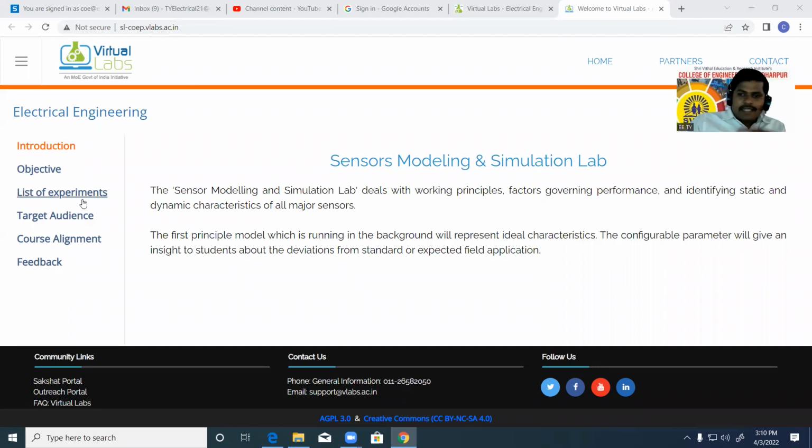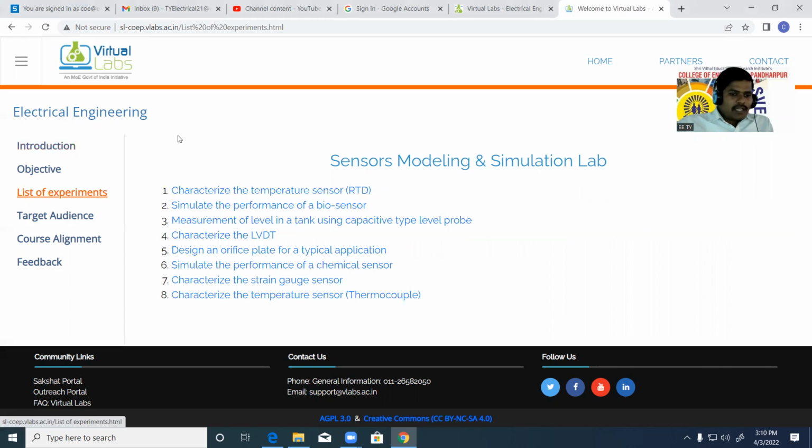In that, as we have already discussed the introduction of this laboratory, there is a list of experiments given. So there are 8 experiments mentioned. In that, today we will discuss the first experiment, that is characterize the temperature sensor.